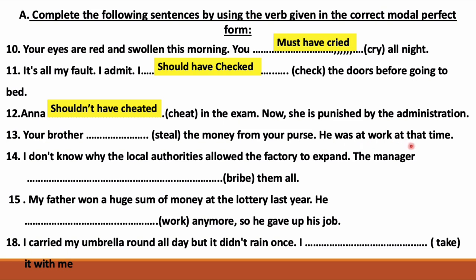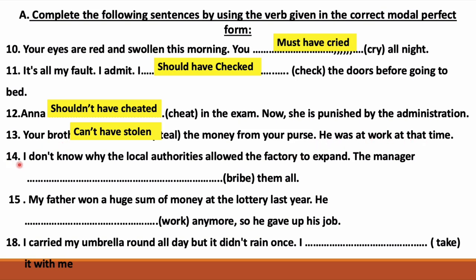13. Your brother stole the money from your purse. He was at work at the time. So here we have can't have stolen. So here we are talking about impossibility in the past. How do we know that it's impossible? Because he was at work at the time when your money was stolen from your purse. So this is the evidence.